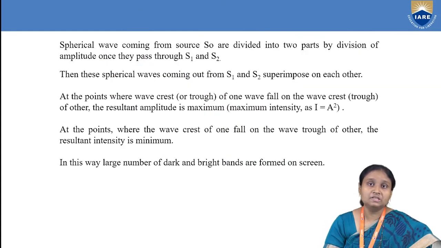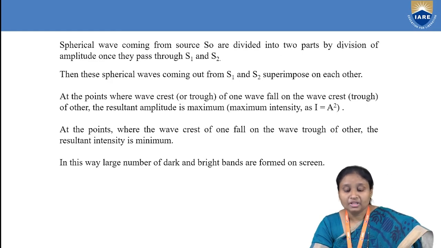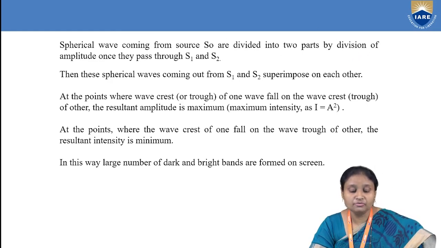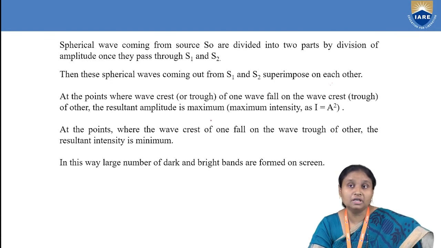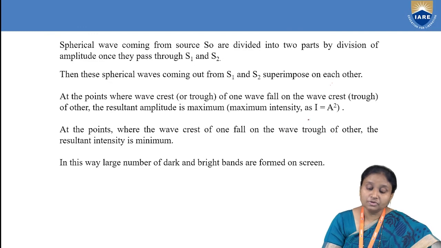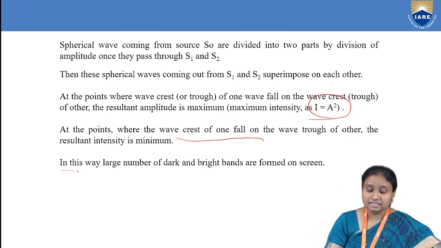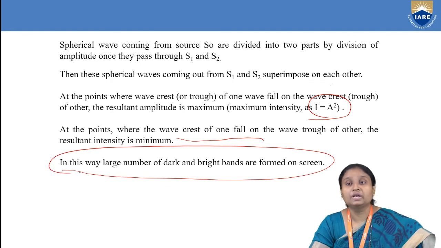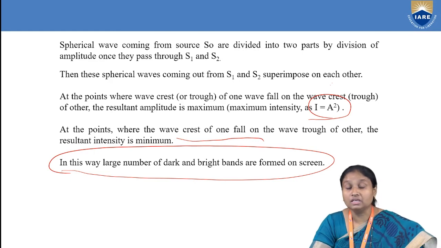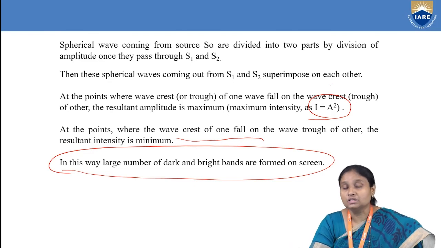What you will observe here is that spherical waves get divided into two parts by division of amplitude once they pass through S1 and S2. Now these spherical waves will superimpose, and if crest falls on crest and trough falls on trough, the amplitude as well as the intensity is maximum, because we know that intensity is the square of the amplitude. Whereas if the crest of one falls on the trough of the other, it will give rise to minimum intensity. As a result, we'll have a large number of dark and bright bands forming on the screen. So this is about the phenomenon of interference, and how Young explained it and conducted that first experiment using a double slit.